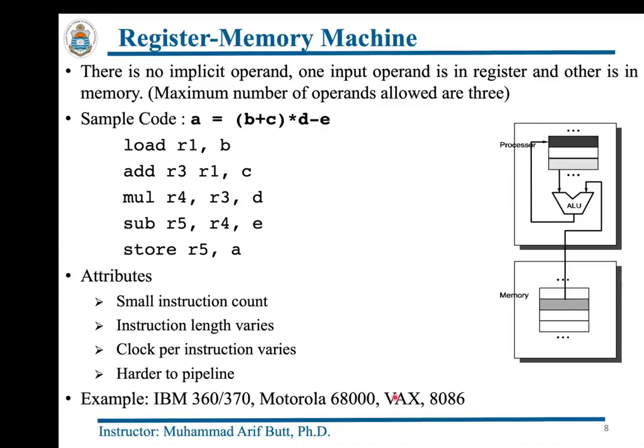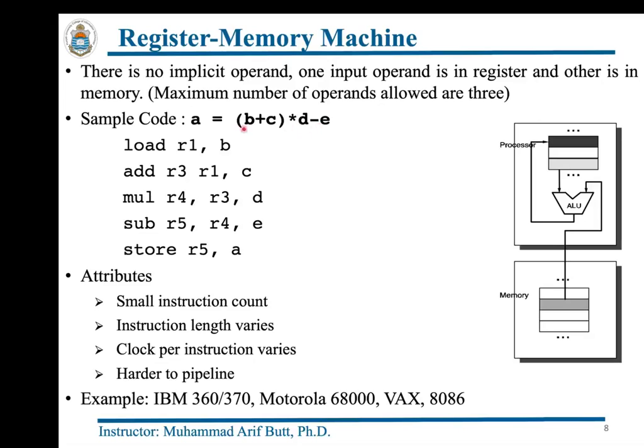The fourth class of the ISA that I am going to discuss today is the register memory machine, in which there is no implicit operand. One of the operands the ALU gets from the register, and the other operand the ALU gets from the memory. And after computation of the result, the ALU places the result back inside the general purpose register.